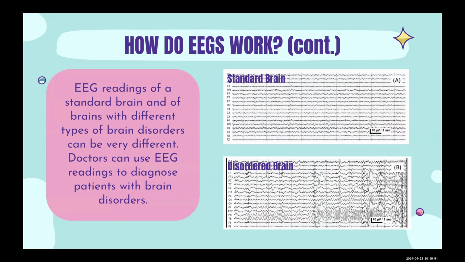Yeah. So EEGs taken of those who have a disordered brain at the time of reading will have different readings than those who have a standard brain. You can see that an EEG of a normal brain has much more standard and smooth lines of voltage, and the EEG of a disordered brain has much more erratic and sharper lines of voltage. Doctors can use EEG readings to determine if a patient's brain is healthy and diagnose them so they can get proper treatment.